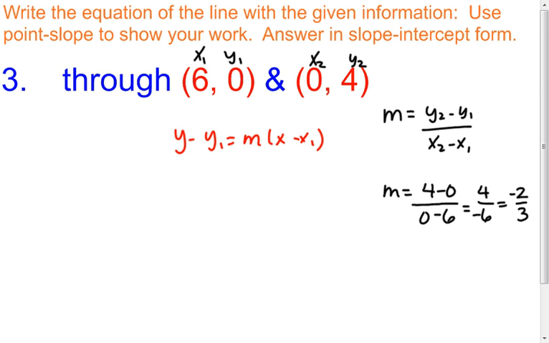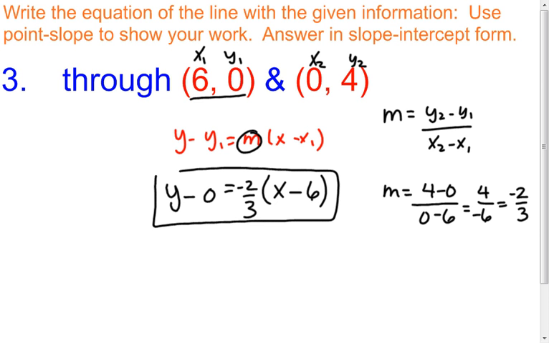Now I know that I labeled this first coordinate here as x1, y1. From this point on, it doesn't really matter. Obviously, for m, you plug in negative 2/3. But for your x1 and your y1, you could plug in either coordinate. You could plug in the point (6, 0), or you could plug in the point (0, 4). It doesn't matter. Pick either one. Since I have mine labeled as x1 and y1, I'll just stick with that. So I have y minus 0, which is my y1, equals m, which I already wrote, times x minus my x1, which is 6. So this is already actually the formula in point slope.